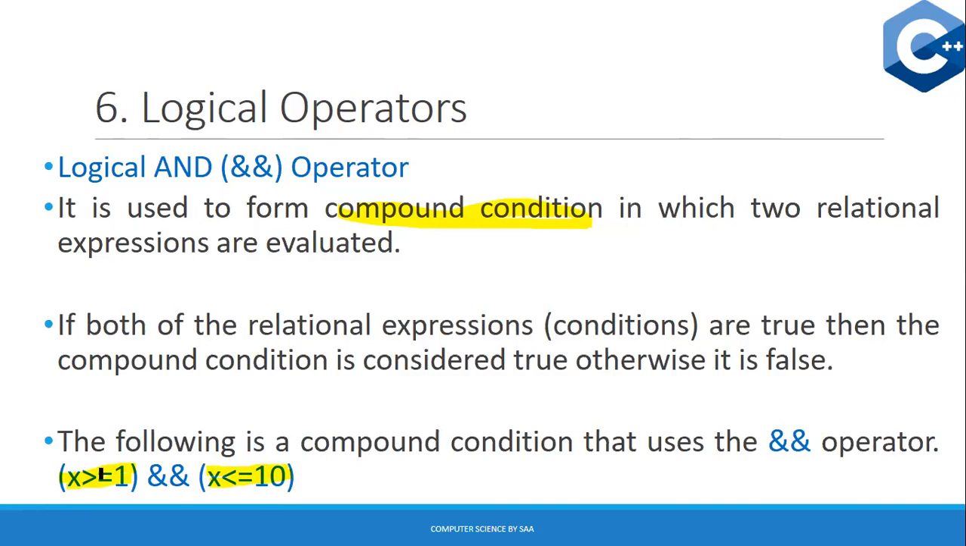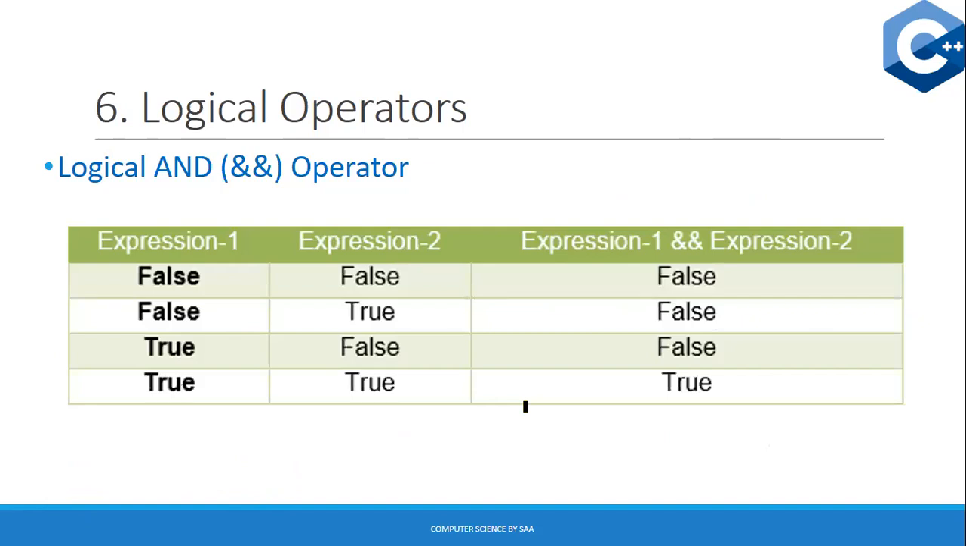The first condition is x is greater than or equal to 1. The second condition is x is less than or equal to 10. We have used this AND operator to join these two conditions. How will it produce the result? If both conditions are true, then it will generate the result true. If any of the two conditions becomes false, it will generate the false result. It means only if both conditions are true can it produce the result true. If any condition is false, it will give us the result false.